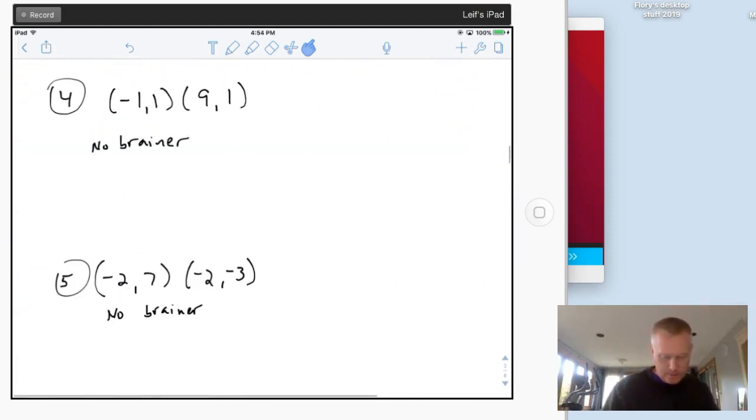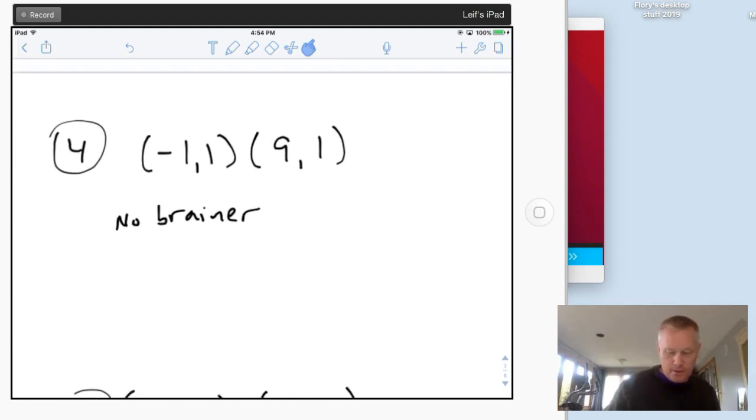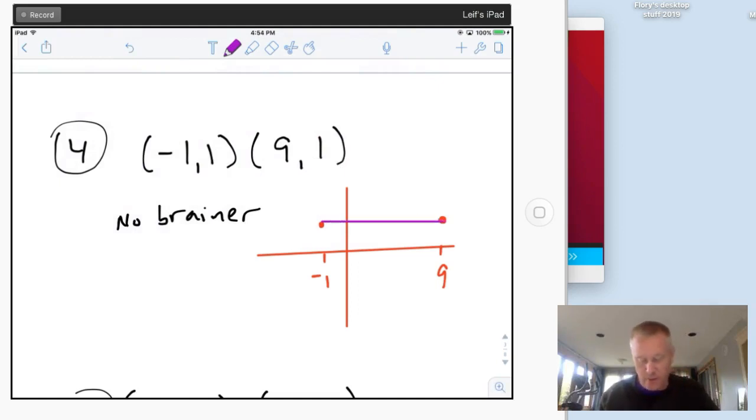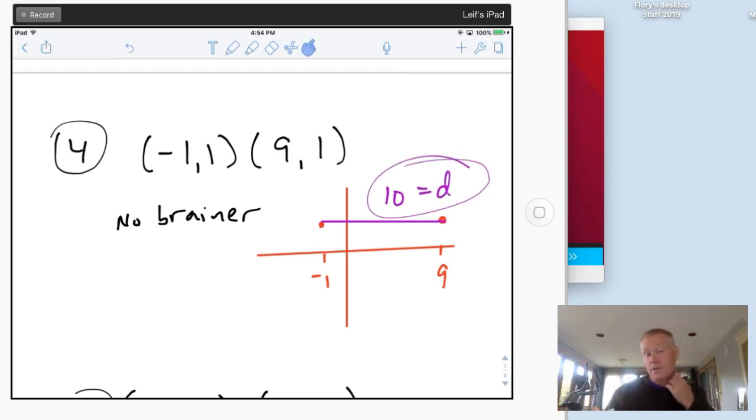So, next one. And then sometimes you might get a no-brainer one like this. What's this distance? If I look at this quickly, I notice that the y coordinates are the same, which means, here's 9, 1, and here's negative 1, 1. So it's a straight shot right across, which means your distance is just the distance between those 2 points, because it's a straight horizontal line, which makes it 10. Okay, no need to use the formula. You will get the same thing if you use the formula, but this is an easier way.